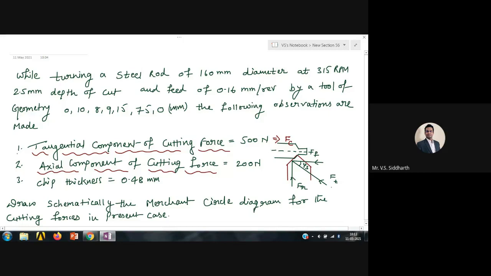So here it is said the axial component of the cutting force. This axial component of cutting force is nothing but the feed force only. It is not the thrust force. So from this feed force, we have to calculate the thrust force. And how can we calculate it? We need to know the value of the side cutting edge angle, and that value we can get from the tool signature.